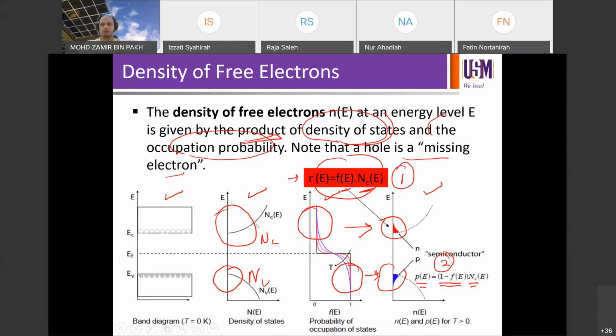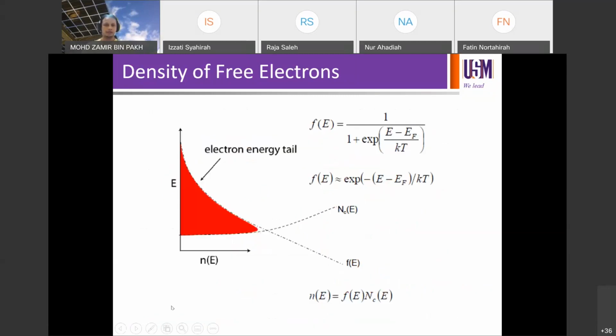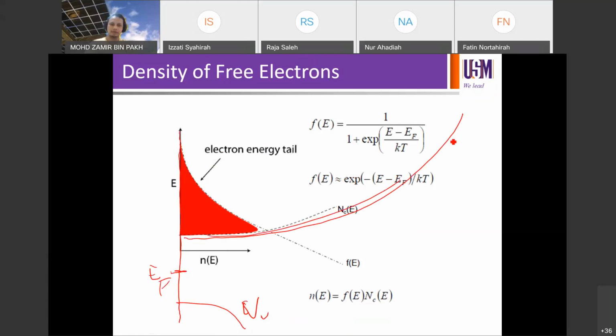If you zoom into this region, it looks like this. So this is the zoomed-in version. If you want to draw the bigger representation, it's going to be something like that. The valence band is here, so your Nv will be down here, and your EF will be in the middle, for example. It's just a small portion of this DOS times your probability of occupation of electrons.